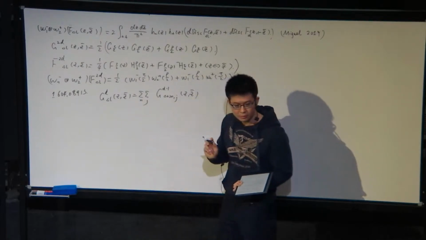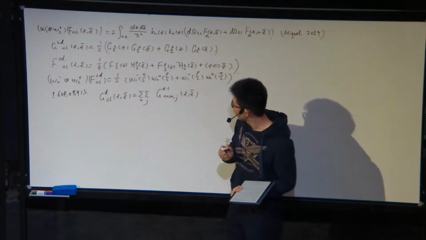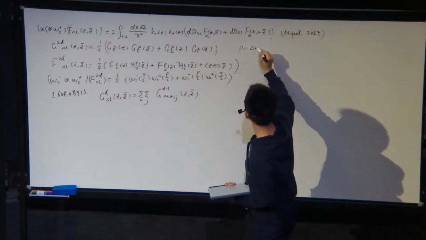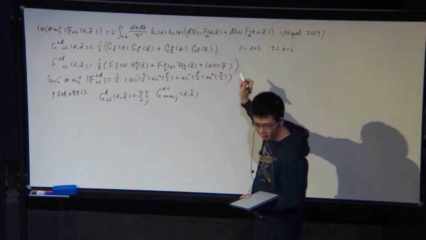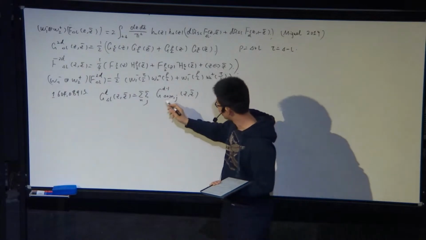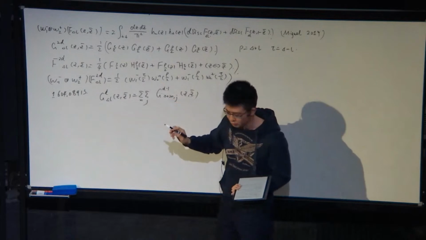One short comment. Can you explain what this rho and tau are? I have a mistake, sorry. Rho is delta plus L, and tau is delta minus L. Tau is a twist. Rho is delta plus L. Sorry for this omission. Okay, so this is a higher D, the D larger than 2.